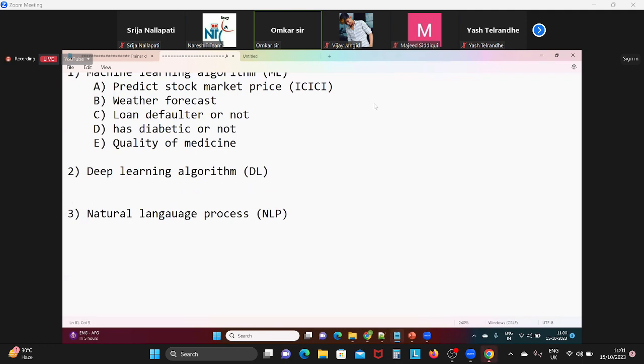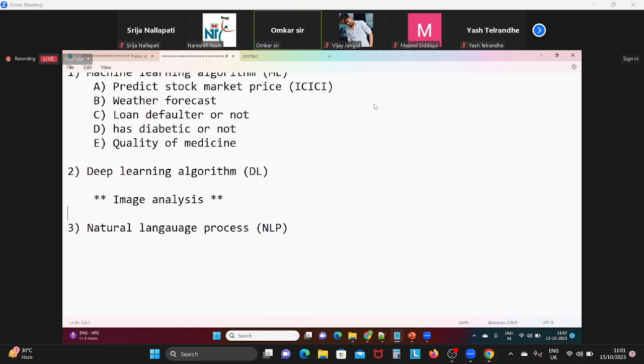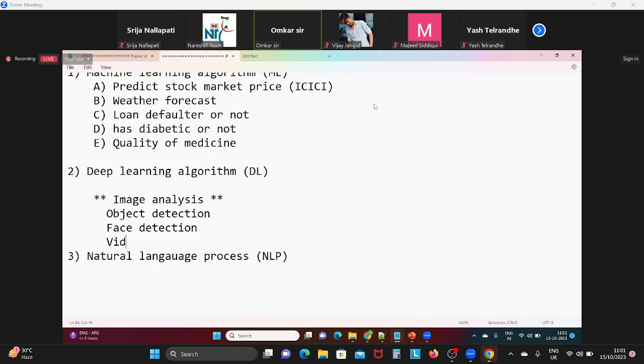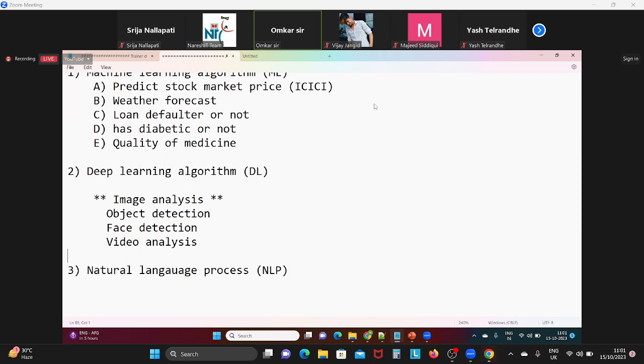The next thing is the deep learning algorithm. It is completely image analysis. Like object detection, if you want to detect any object, or face detection, or video analysis. All kinds of images, whether you want to find a dog or a cat, or detect my face in real time, or capture a photo, or do video analysis, all of it is called deep learning algorithms.